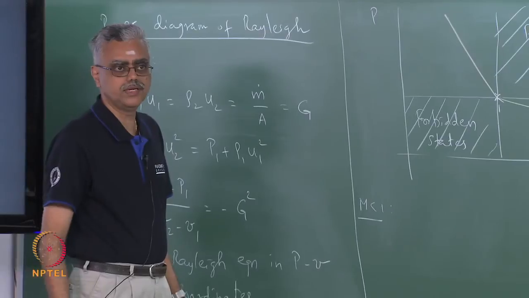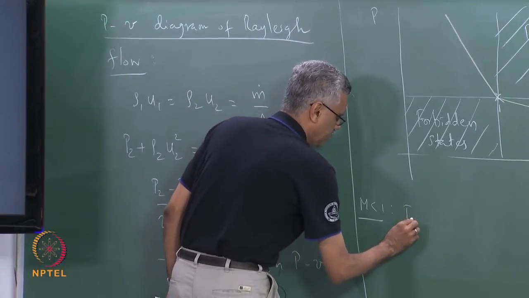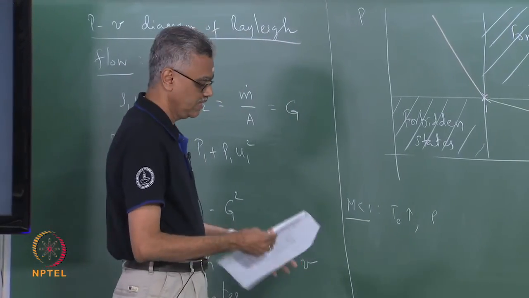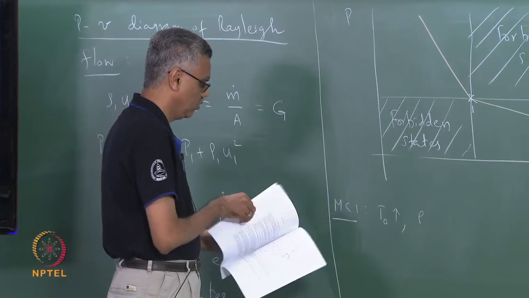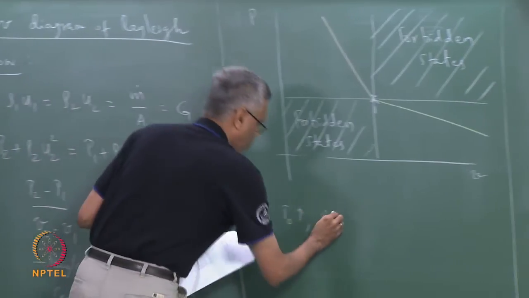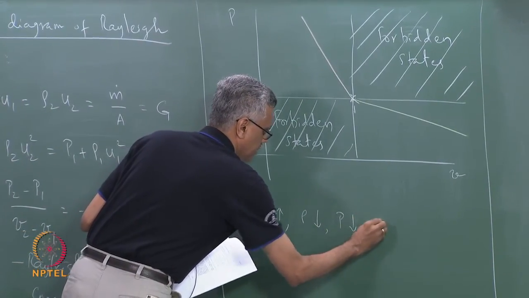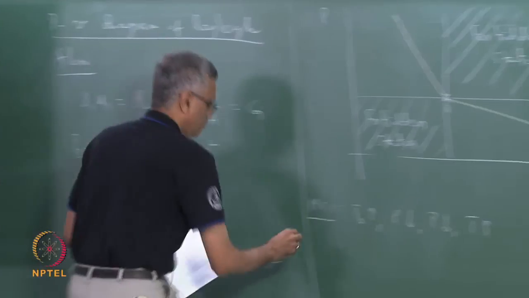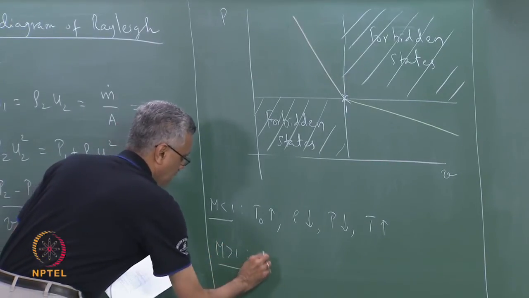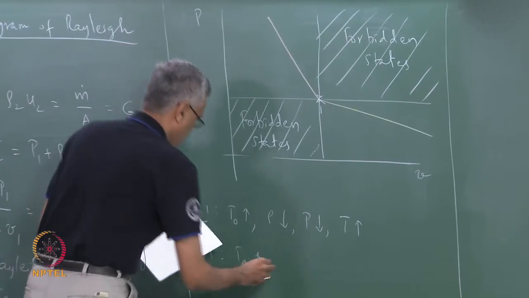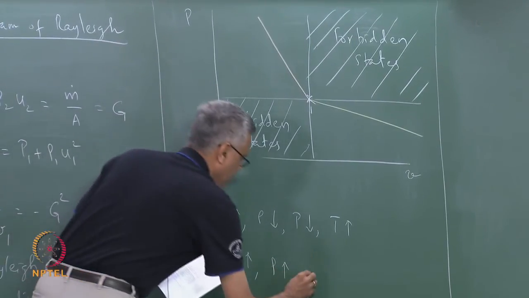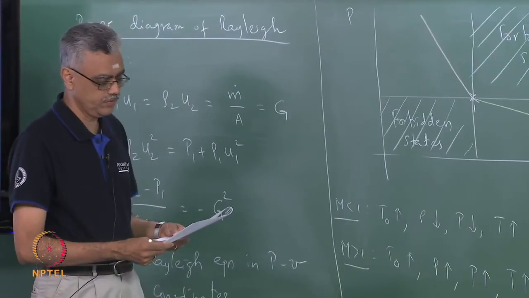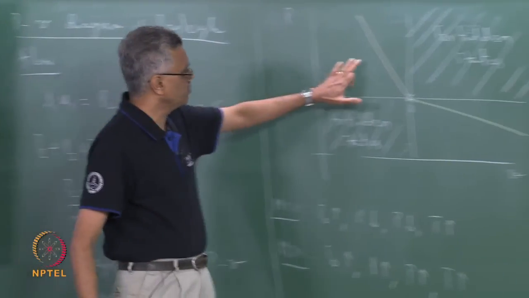for M less than 1, with heat addition, meaning if T naught increases, then what did we say about rho? We said that rho decreases, correct? Rho decreases, P decreases, and T increases for a subsonic flow. And for a supersonic flow, if you add heat, then we said that rho increases, P increases, and T increases. Right?